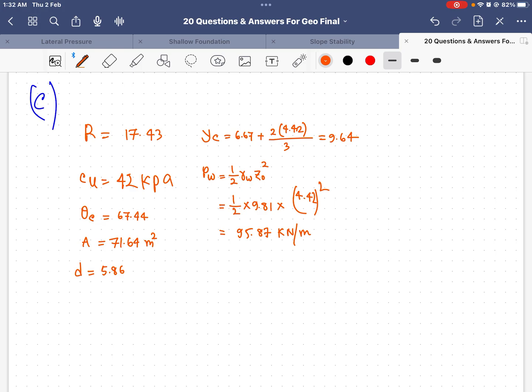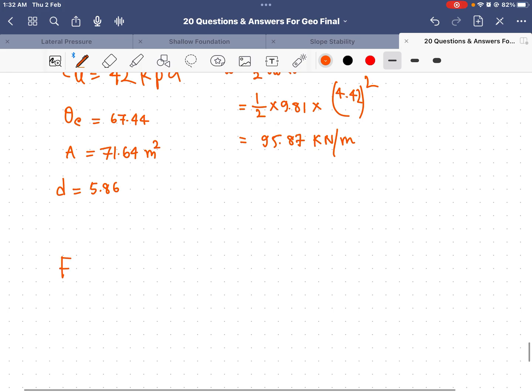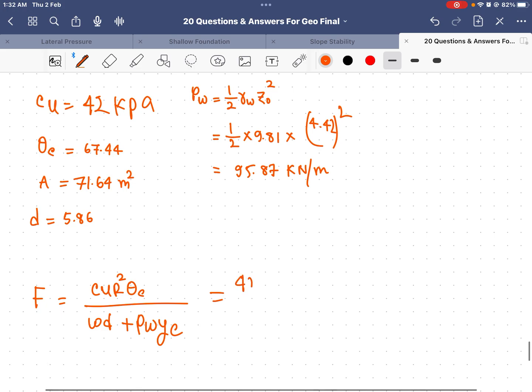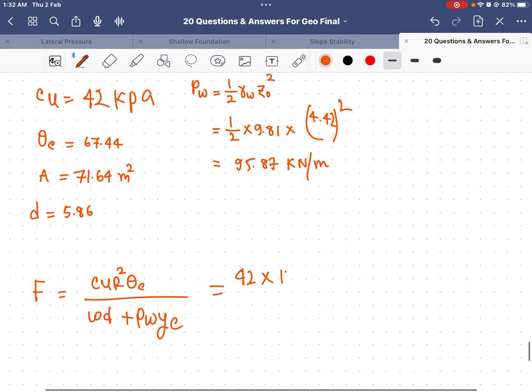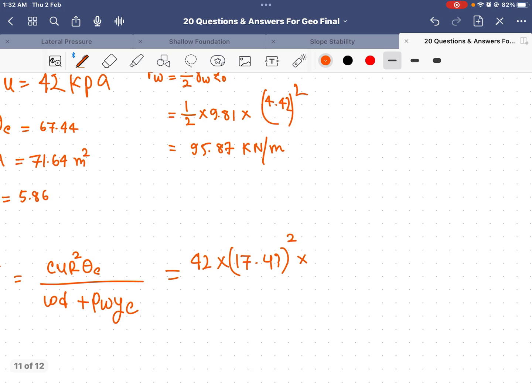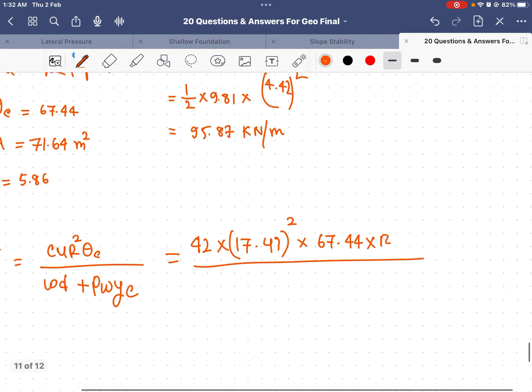Now we are going to solve the problem based on the condition: tension crack when full of water. We already organized all the values here, so I just write the formula. The safety factor formula is Cu R squared theta c divided by WD plus PW YC. We have the undrained cohesion 42 times the R that I already found, 17.43 squared, times the angle 67.44, which I convert into radians. Then WD is 71.64 times 19 times 5.86, the distance.